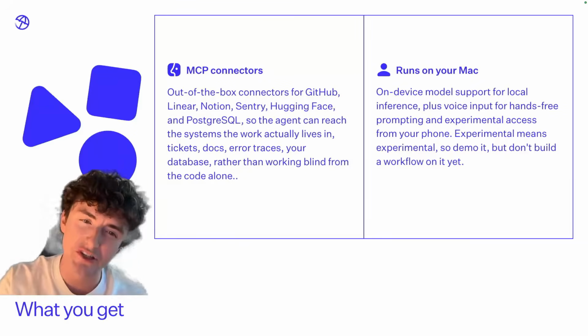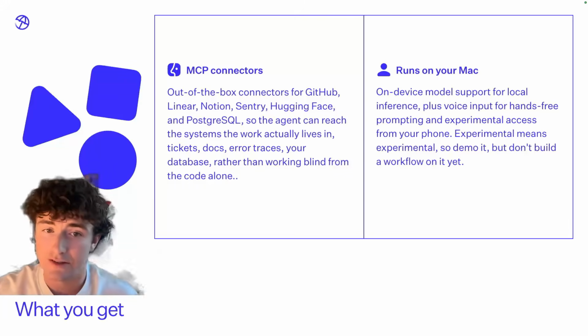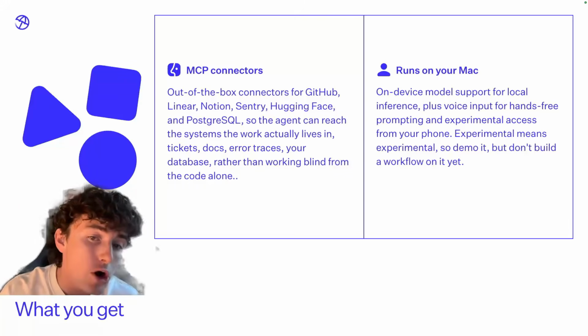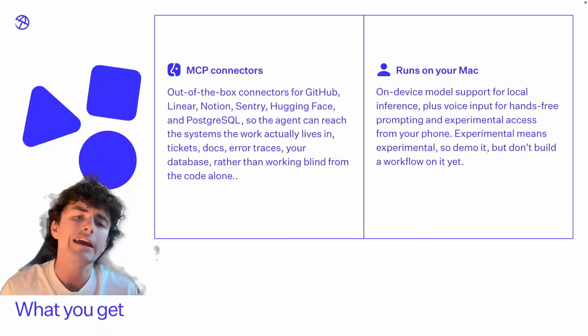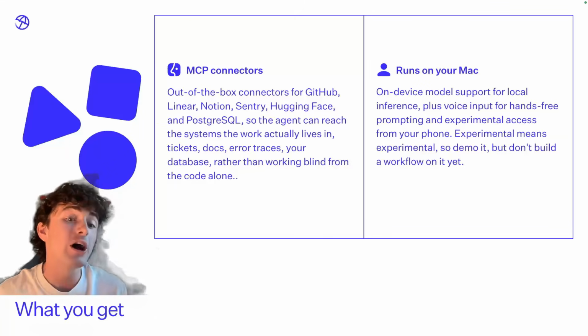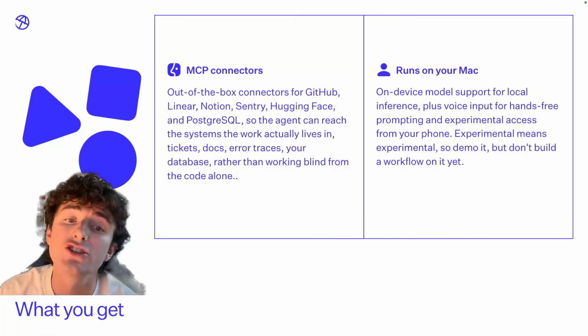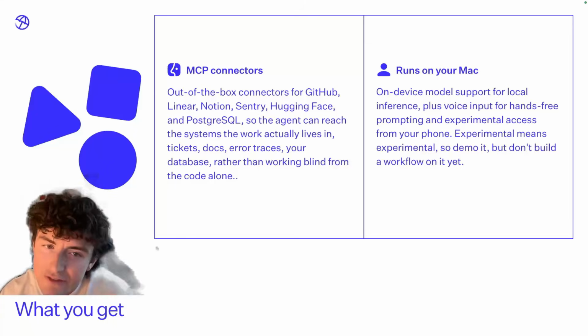Two more pointers for consideration on what you get. You have MCP connectors out of the box straight away with GitHub, Hugging Face, PostgreSQL. That's the agent reaching into the systems that work actually lives in. Our ACP also runs quite well on Mac. So you have on-device model support for local inference, so the code doesn't leave your machine.